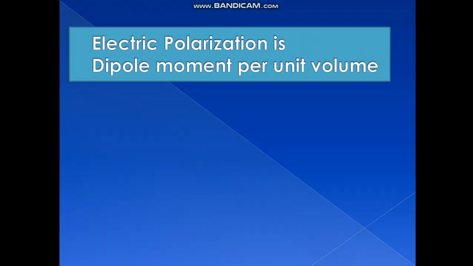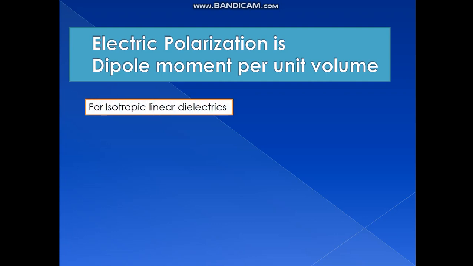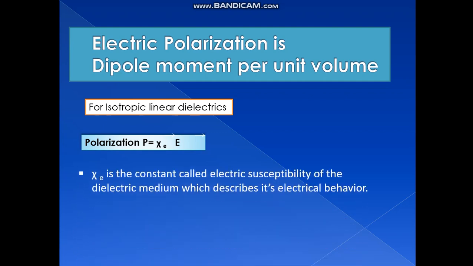Now, polarization is defined as the dipole moment per unit volume. For an isotropic linear dielectric, polarization P is equal to psi E into E, where psi E is the constant called electric susceptibility of the dielectric medium, which describes its electrical behavior. It is different for different dielectrics. For vacuum, psi E is 0, so P is also 0.